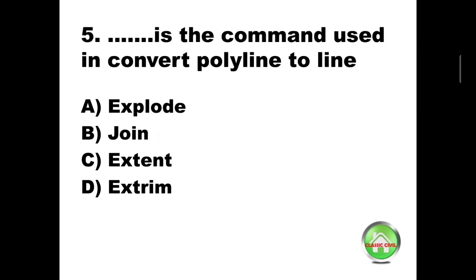Question number 5. Dash is the command used in convert polyline to line. Option A, explode, option B, join, option C, extend, option D, extrim. Dash is the command used in convert polyline to line. Answer is option A, explode.